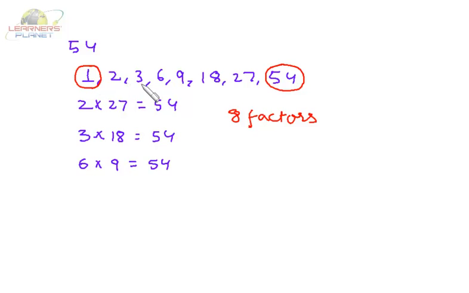Now you can be asked, what are the first 3 factors except 1? So except 1 it is 2, 3 and 6. These are the first 3 factors except 1 of 54. Okay. So you should be clear about the question and its solution.